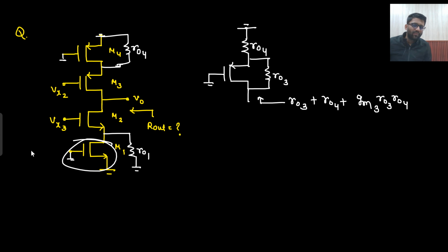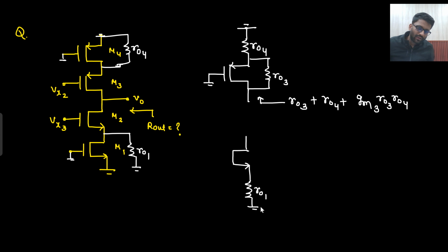What will be the current in the MOS? Zero current. VGS will be 0: the gate to source potential will be 0, so gm times 0 minus 0, and the current will be 0 only. So this much circuitry can be replaced only with R01. What do you see downward? Only R01.